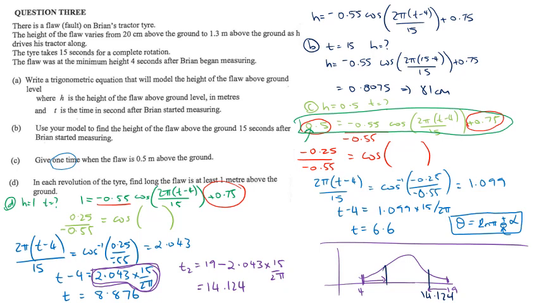Okay, so if that's 14.124 and that's 8.876, then the time it spends above 1 meter is just the difference between those two numbers, which is 5.248 seconds. Okay, so a lot of working on there, but hopefully that makes sense for you.